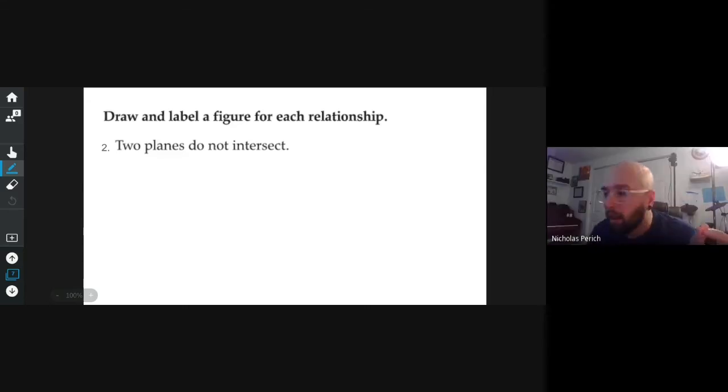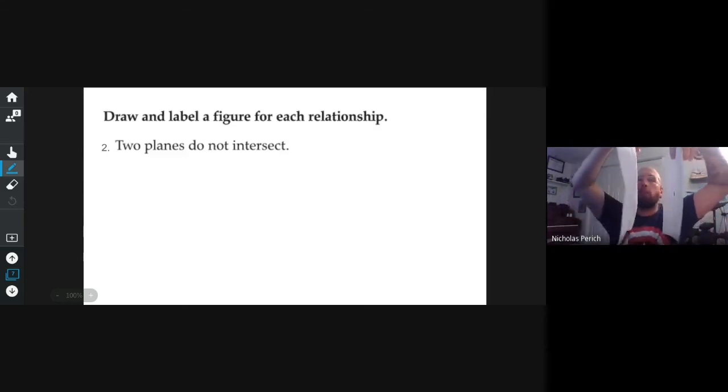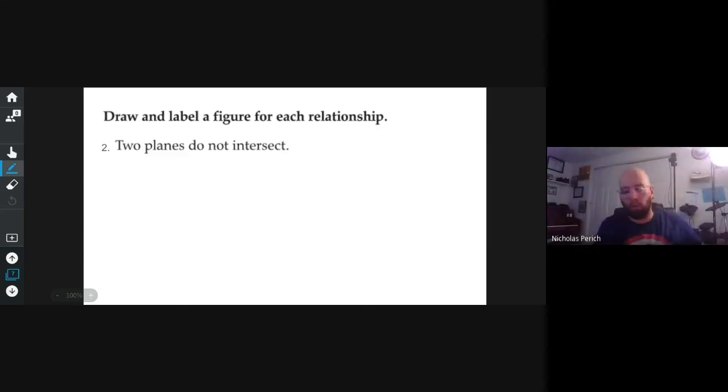If I were to hold 2 pieces of paper, here, my stabbing paper and my trash paper, hold them up right next to each other. If these pieces of paper go on forever, they should never intersect. So if I bend them around, they'll never run into each other. So drawing that is going to be fun.